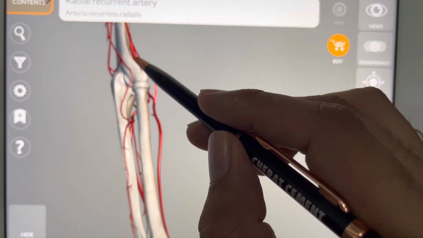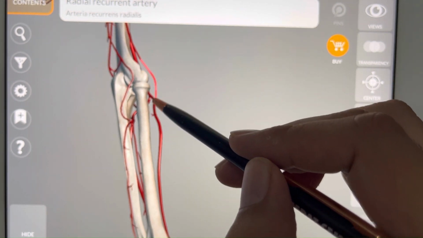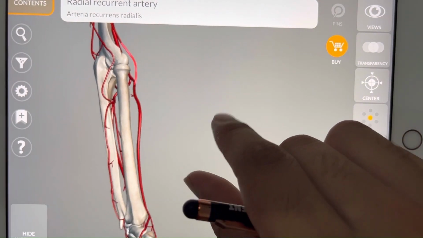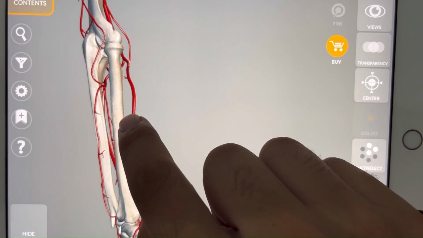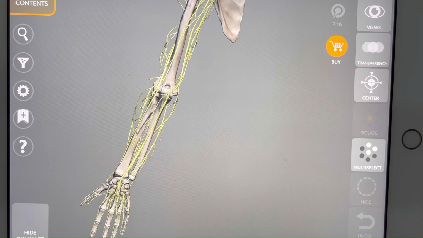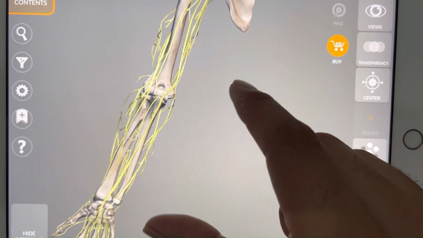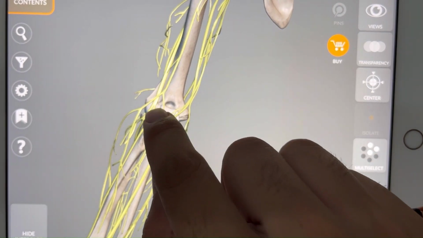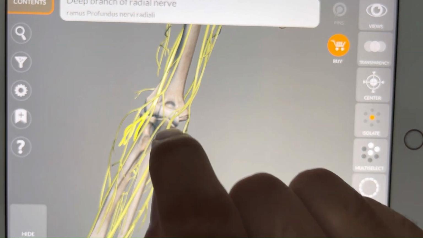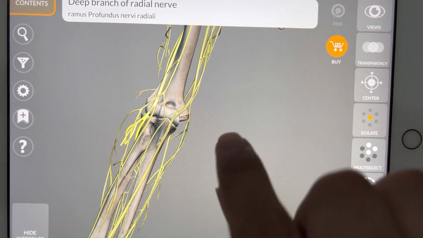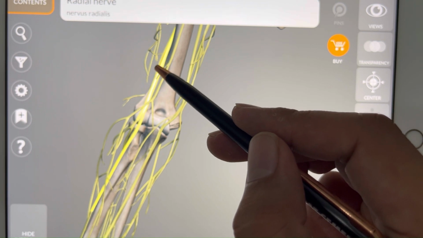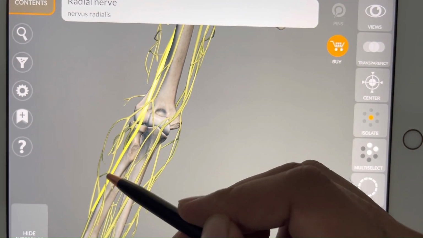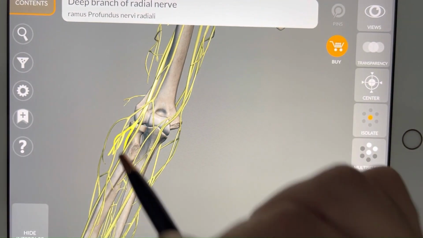Here this highlighted artery is the radial recurrent artery. Students, this artery is the branch of the radial artery. Here you can see this is the radial artery. Now moving toward the innervation of the extensor carpi radialis brevis muscle. This muscle is innervated by the deep branch of the radial nerve. The deep branch of the radial nerve is the branch of the radial nerve. The radial nerve divides into the superficial branch and the deep branch.